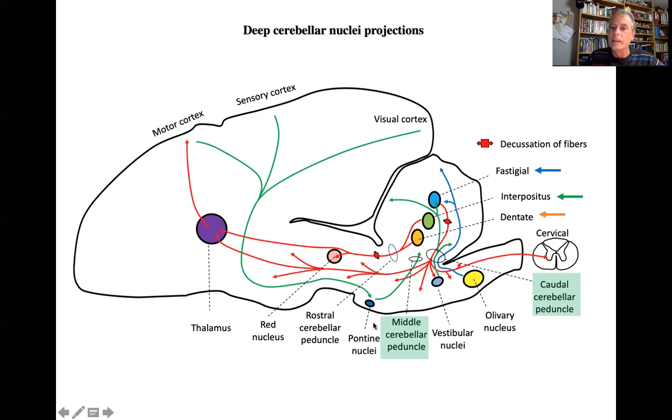However, the interpositus and dentate go through the rostral cerebellar peduncle, they cross the midline, and they end up in the red nucleus and thalamus, and the thalamus is projected to other areas of the cerebral cortex. So for this interpositus and dentate, the fibers that leave these nuclei mostly go up to the pyramidal, extrapyramidal, and other centers. Okay.